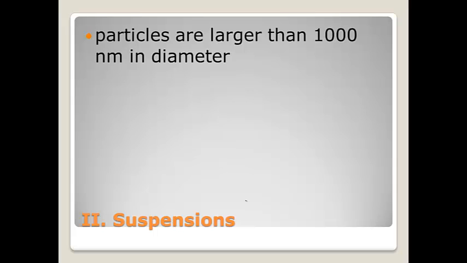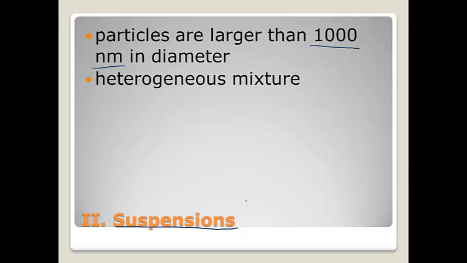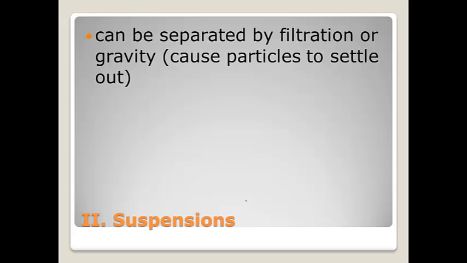Okay, now, next thing we look at, suspensions. Here the particles are really big, bigger than 1,000 nanometers. So in a lot of cases, you can actually see the particles in your suspension. And this has to be a heterogeneous mixture. Different parts will have different compositions. And because these things are really large, you can actually separate out the suspended particles by using a filter.